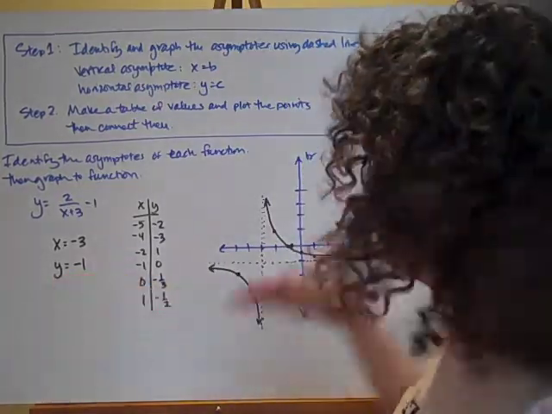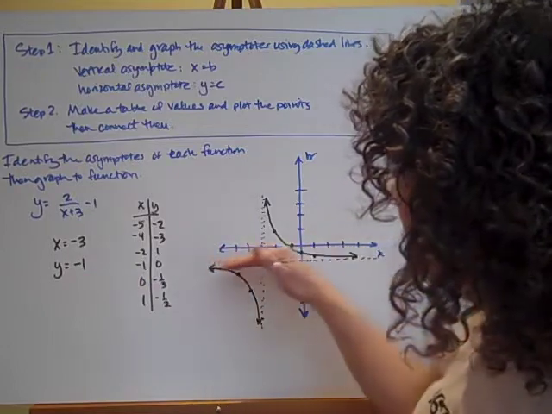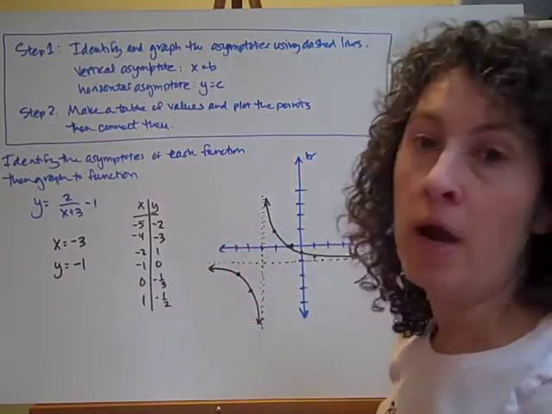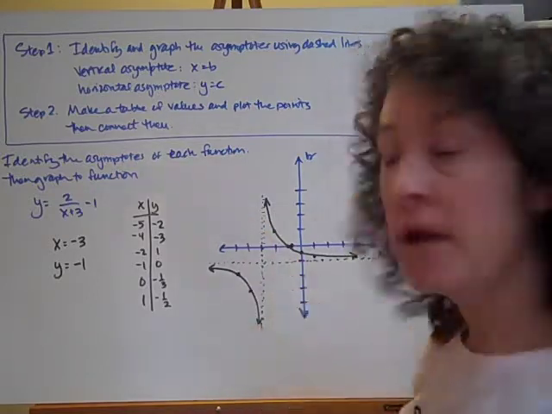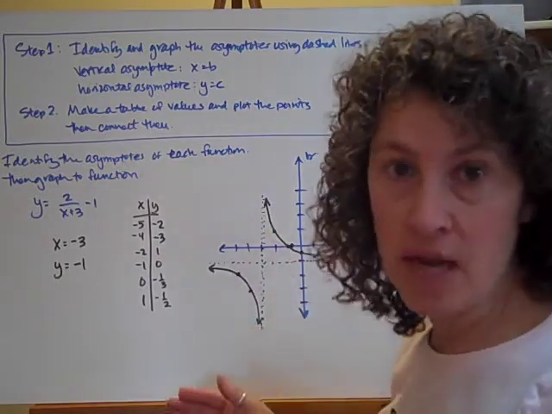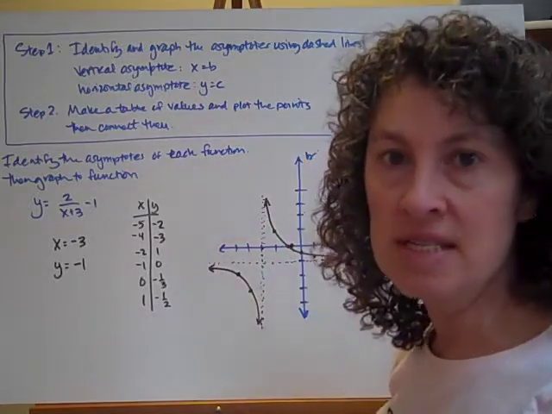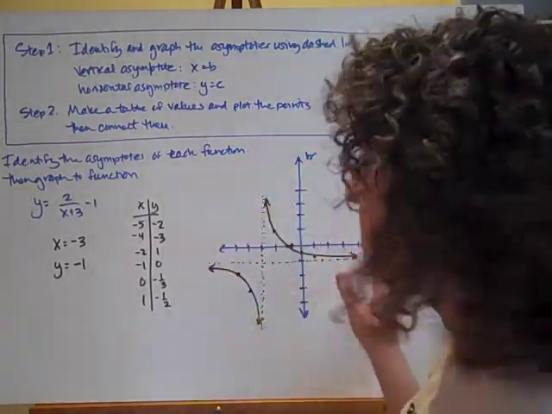My y equals negative 1. I'm going to come down here to y equals negative 1, and I'm going to give myself a horizontal line. So again, these are my boundaries of my hyperbola. I don't know where they lie on the coordinate plane yet. I'm going to have to make a table to figure that out, but this at least gives me an idea of where this graph is going to sit on my coordinate plane.